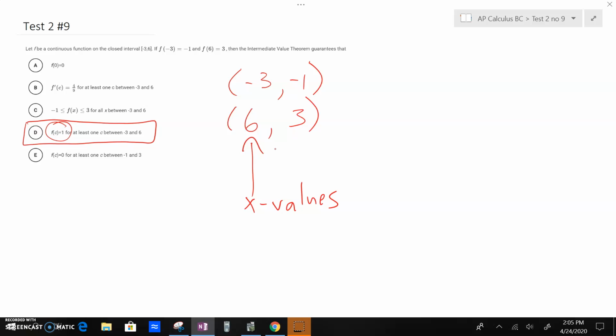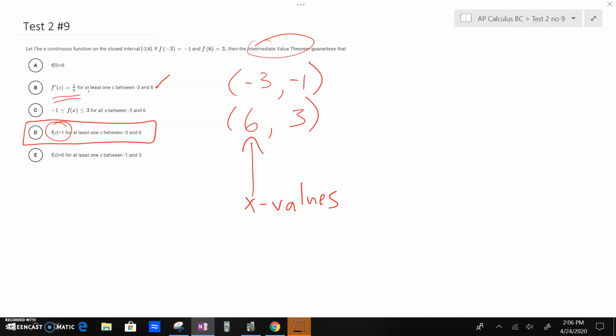A fair number of you chose answer B on this one, which is an incorrect answer. It's using mean value theorem, and for 2 reasons it's incorrect. One, they're saying intermediate value theorem, so they're specifically telling you which one they want you to use. Answer B is mean value theorem, which is finding the slope. If you find the average slope between these two, you do get 4/9.